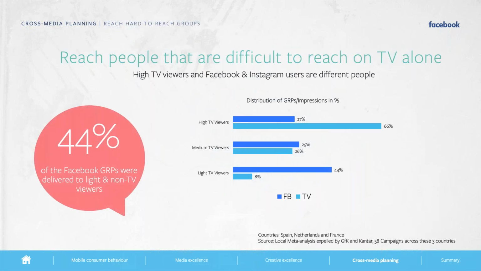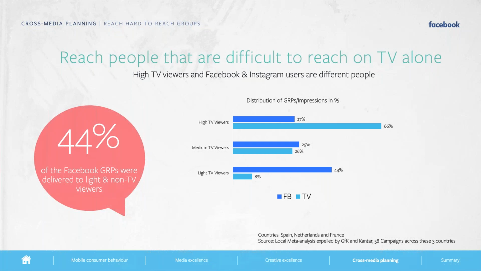The reason for this is that Facebook and TV tend to be stronger in different target groups. In this study, for example, 44% of the Facebook TRPs were delivered to light or non-TV viewers. TV, on the other hand, is extremely strong in older audiences, where Facebook tends to have less penetration.